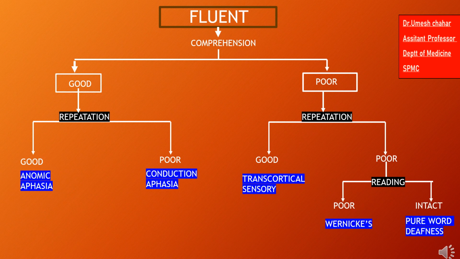If the repetition is also poor, then we will see the reading skills of the patient. If the reading skills are poor, then we will label it as Wernicke's aphasia, which means that the patient is having increased word output, his comprehension is poor, his repetition is poor, and his reading skills are also poor.